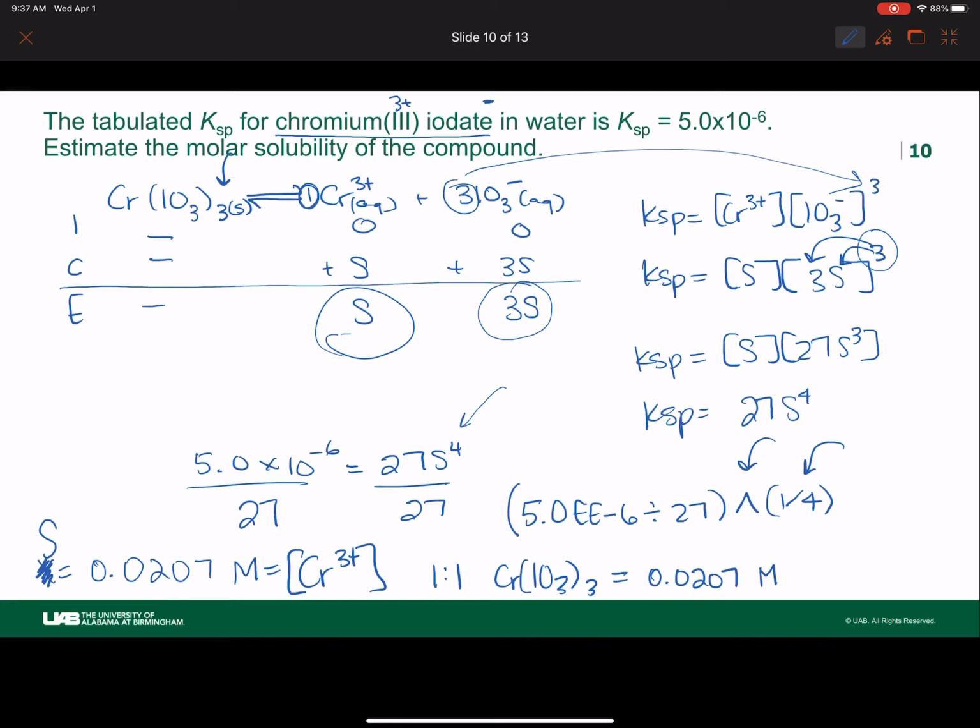As a note, maybe the question would have said, what are the concentrations of ions in solution? This would be the answer for the concentration of the chromium ion. But if you went back here, you'd have to remember that it's actually 3s for the iodate. And so it would be 3 times the 0.0207, or 0.0622 molar for that.